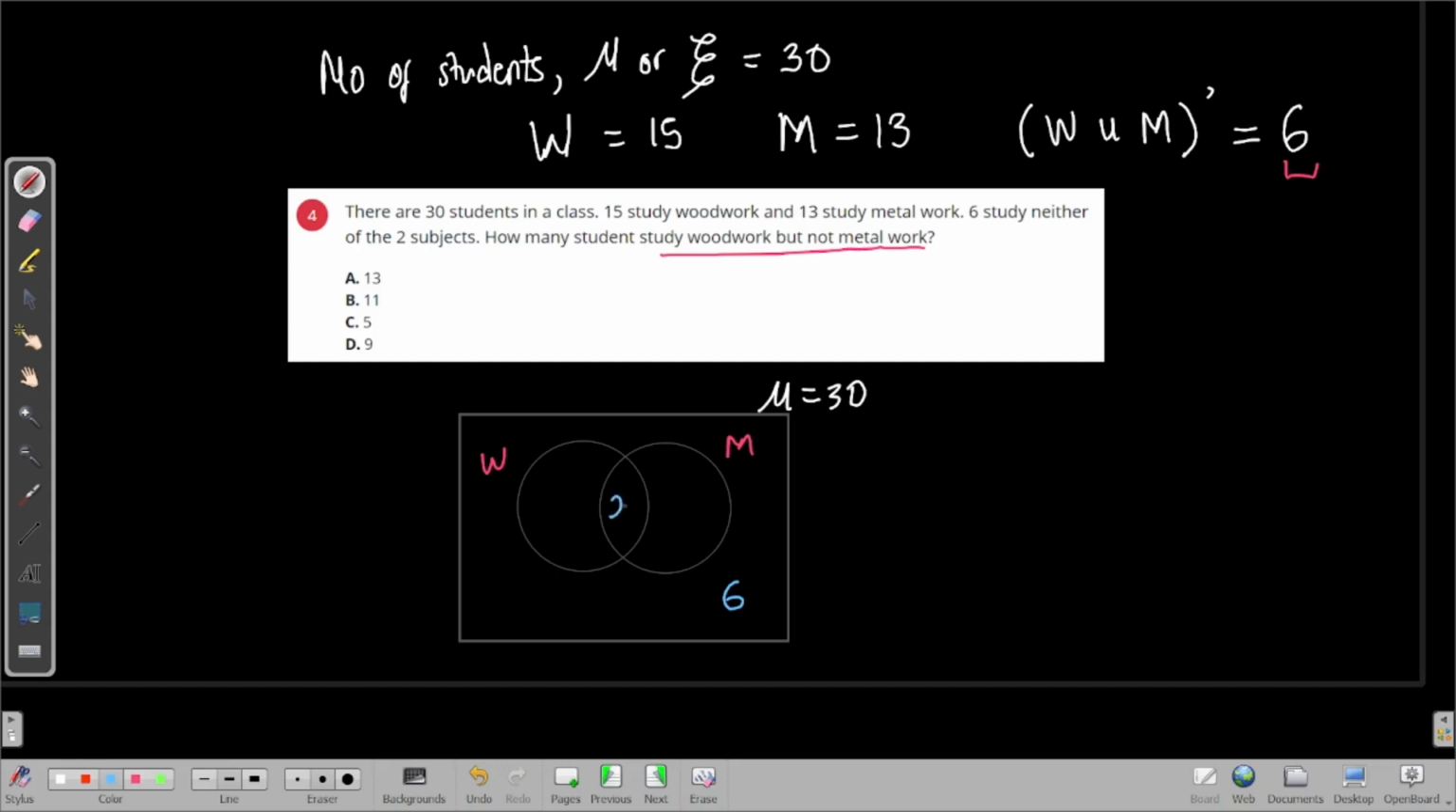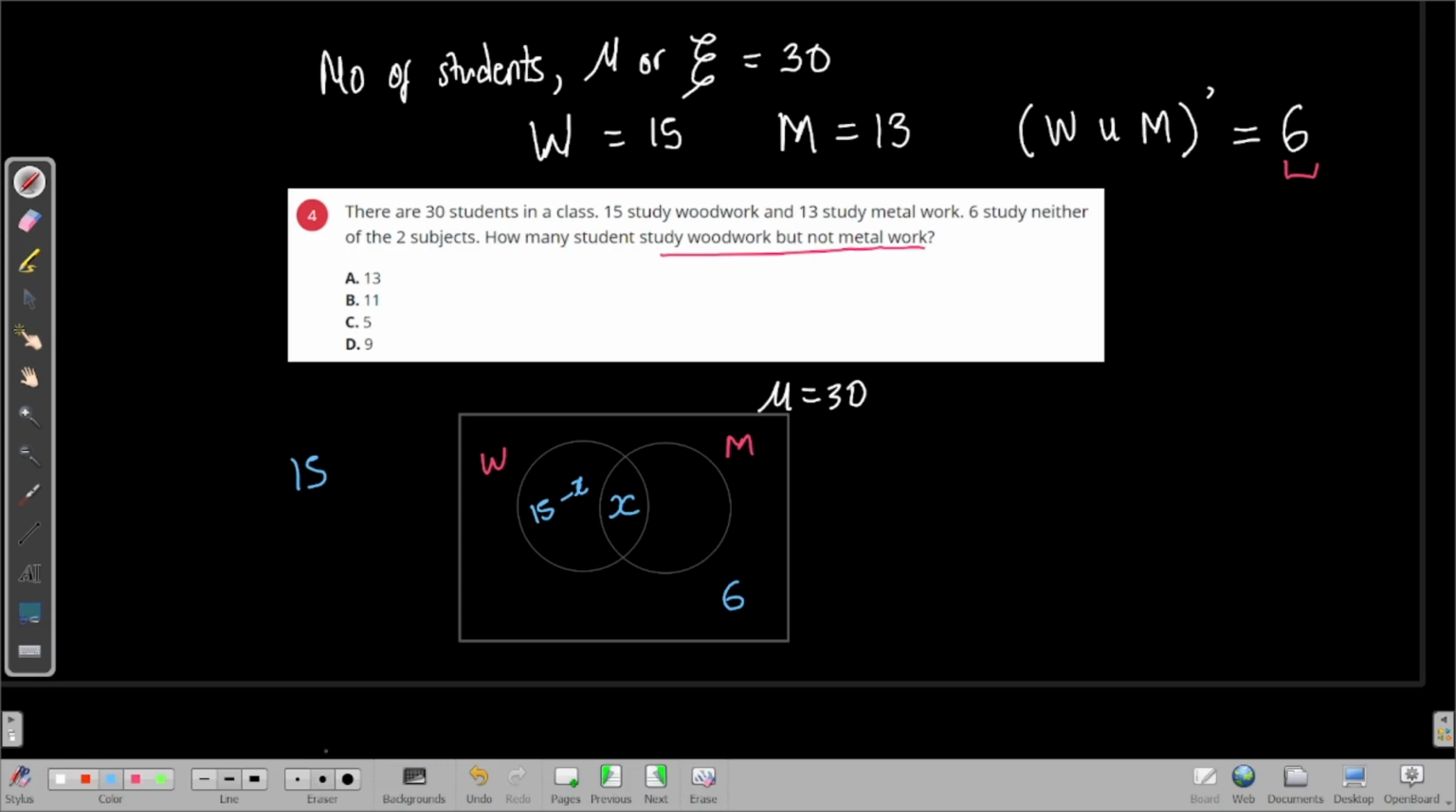Let's just call that X because we're not given it. Those are the students that study both woodwork and metalwork. Now, how many students study woodwork? That's 15. But you don't write 15 here. What you write is 15 minus X. Because this part of the circle that I just shaded is the students studying only woodwork. They are not studying metalwork, only woodwork. So all woodwork students are 15, so only woodwork will be 15 minus X.